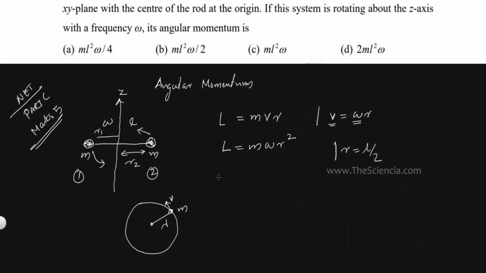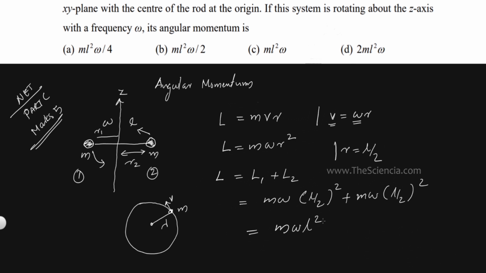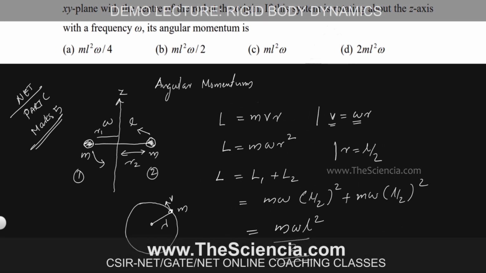Two bodies are there, so L is equal to L1 plus L2. That is, for the first body, m omega (L by 2) whole square, plus m omega (L by 2) whole square. Again we got the same answer, m omega L square by 2. If you know the basic concepts, you can easily solve many of the problems.